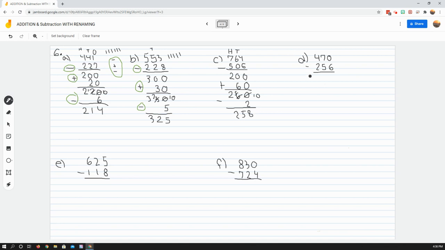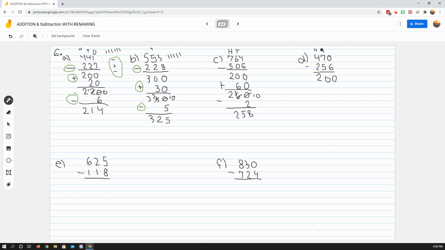Let's do letter D. 470 and I take away 256. I'm going to focus on the digits that I have in my hundreds place. So 4 take away 2, that's going to be 2. And because I'm in my hundreds place, I'm going to add those 00. It's going to be 200.